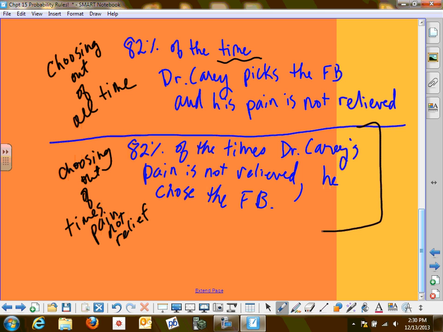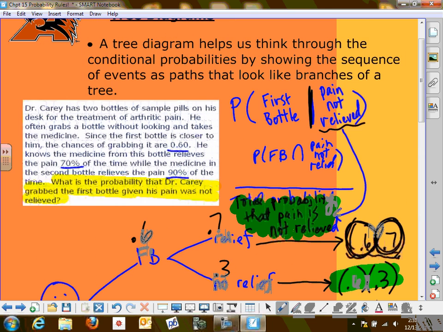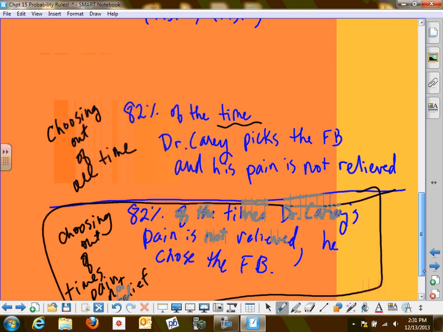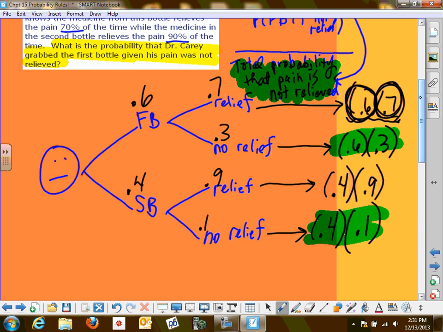Statement 2 is correct, because we did this out of the times that his pain is not relieved. Okay. By the way, the answer to the first statement is not 82% of the time. How much percent of the time does Dr. Carey pick the first bottle and his pain is not relieved? Look up here. That is this answer right here. Correct. He picked the first bottle and his pain is not relieved. That's the 18%. By the way, the fact that the 18% and the 82% are inverses, that's coincidence. Okay? So don't think there's a connection there.